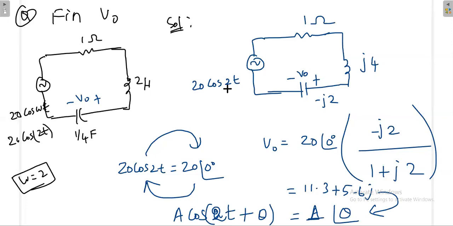Again, there will not be any change in the frequency, but there may be a change in the phase shift. Phase shift may change, but there will not be any change in the frequency. Again, the amplitude could be different. You have to calculate this.